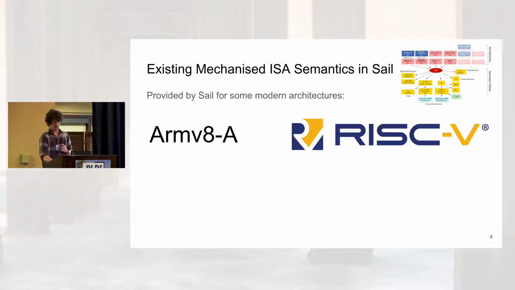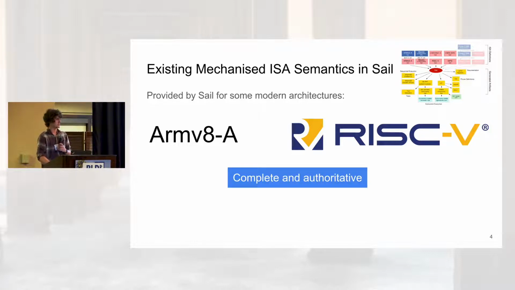There are two reasons why we care most about these, which is that the semantics we have are complete and authoritative. By complete, I mean that the Sail semantics for ARM and RISC-V cover the complete sequential architecture behavior. And by authoritative, I'm talking about the fact that the RISC-V Sail spec is a part of the specification for the RISC-V architecture published by the RISC-V Foundation as part of their golden model. The ARM v8 Sail spec is compiled automatically from the ASL specification published by ARM.